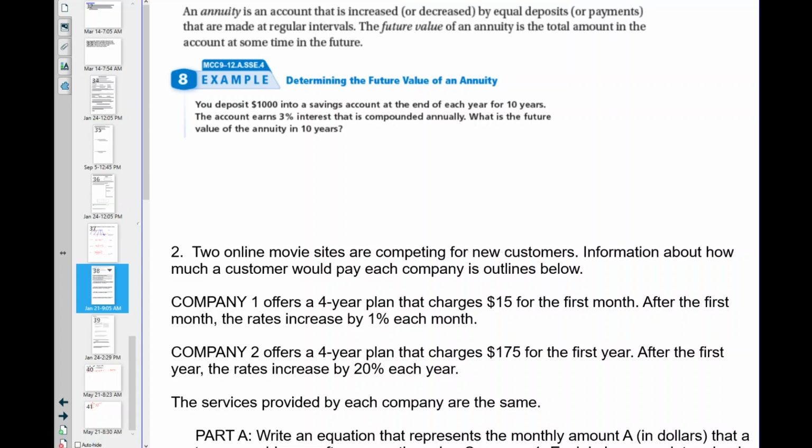An annuity is an account that is increased or decreased by equal deposits or payments that are made at regular intervals. The future value of an annuity is the total amount in the account at some time in the future. So you deposit $1,000 into a savings account at the end of each year for 10 years. That account earns 3% interest compounded annually. What is the future value of the annuity in 10 years? Let's focus on this first because you might remember that terminology, and if you're going to be studying for those retests, you're going to see it again.